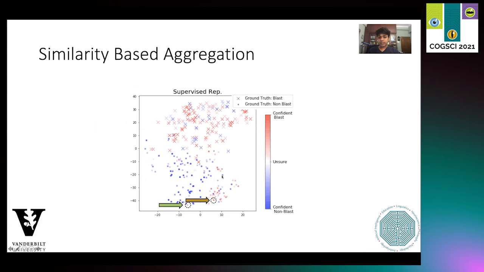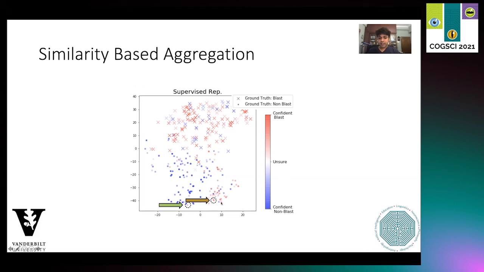So to demonstrate how this might work, these are the decisions made by a single individual. The crosses are actually blast and circles are non-blast. The red crosses are where the person said it was blast and it actually was blast. And blue points are where they said it was non-blast and it actually was non-blast.